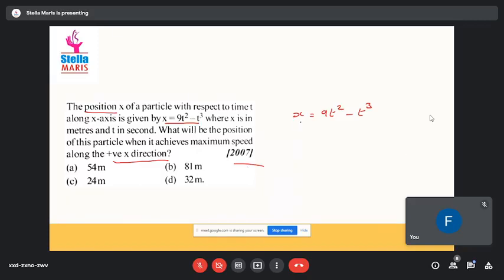So they have given a position x in terms of an equation, and they're asking what will be the position of the particle when it achieves maximum speed along x direction. So this is the question actually. What will be the position of the particle when it achieves maximum speed along positive x direction? So is it clear what they are asking? Yes, sir.